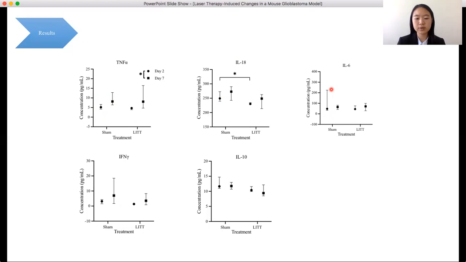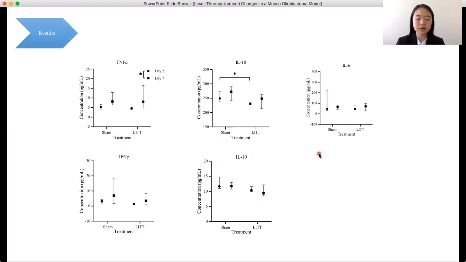The only cytokine that changed concentration significantly across the treatment group on the same day of harvesting the brain was interleukin 18. So here we see a significant downregulation or lower concentration of interleukin 18 in the laser-treated brain as opposed to the sham-treated brain on day 2.